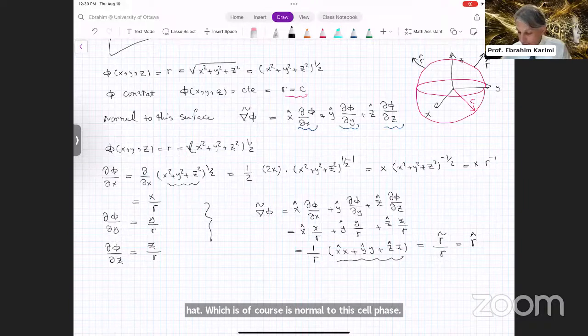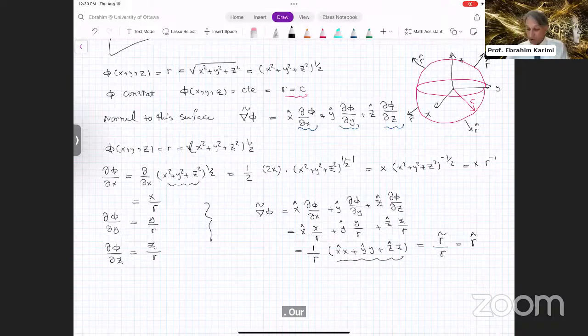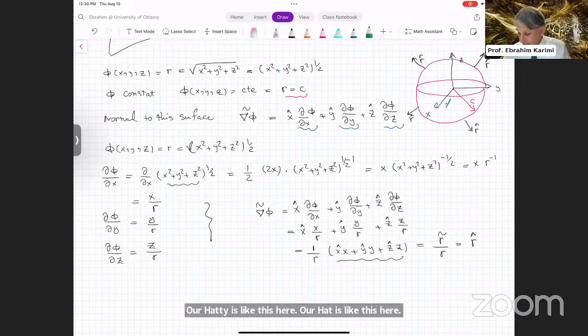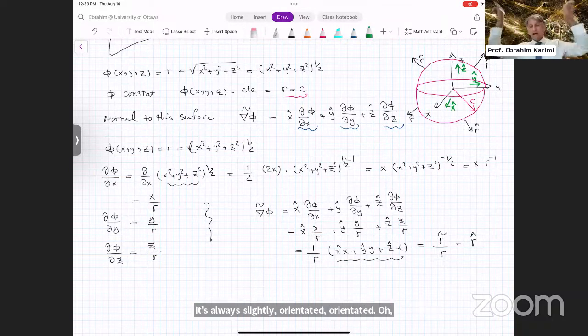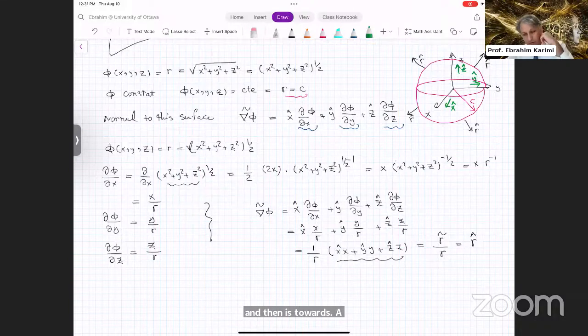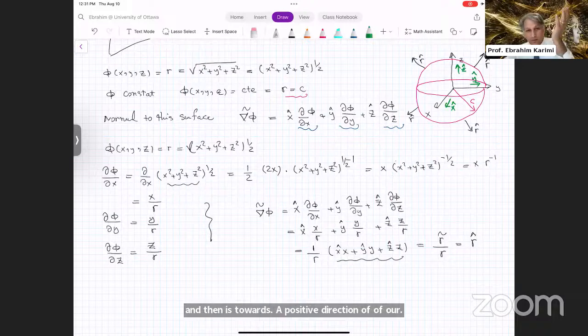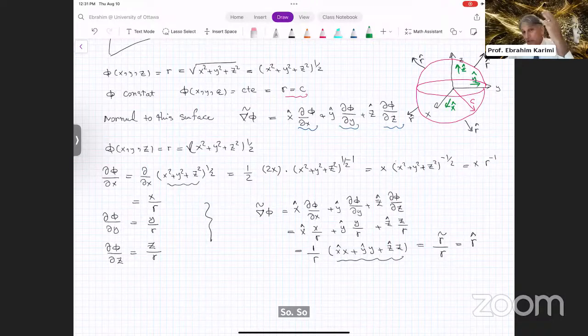r hat is like this here, r hat is like this here, r hat is like this here, and it does not look like x hat, y hat, and z hat, whose axes or orientations are fixed in space. So r hat depends on the position that you have on the surface. It's always radially oriented, and it points towards the positive direction of r. So that is what you will get.